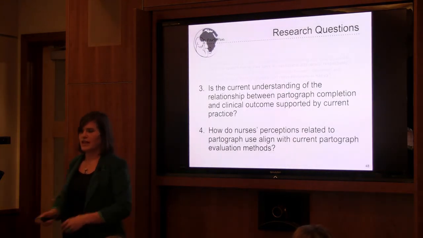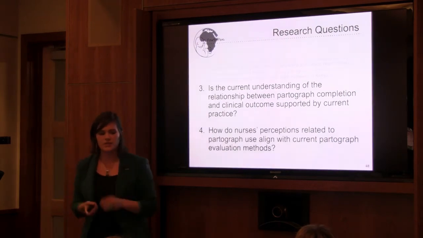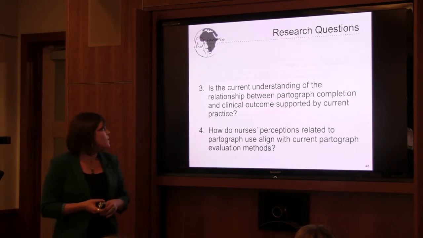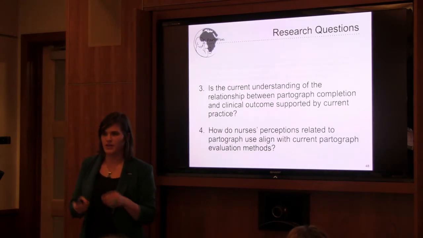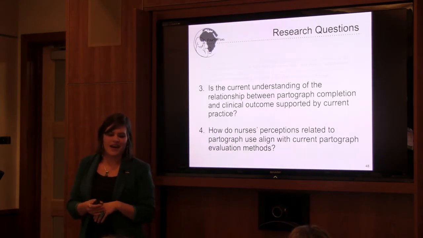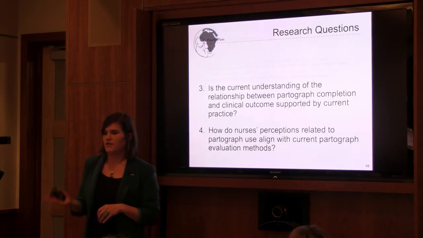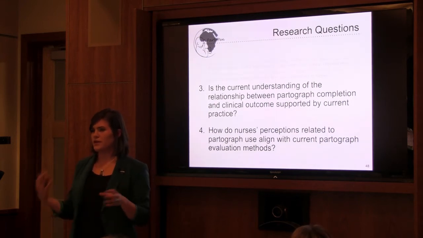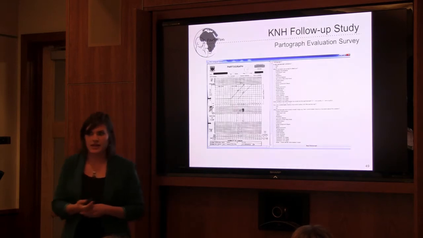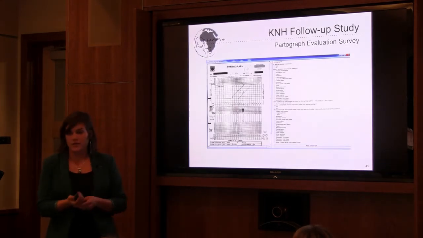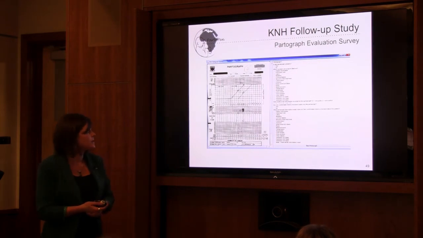Then the computer survey that I conducted was really targeted at these last research questions. Trying to get an understanding of the relationship between Partograph completion and clinical outcome, and also looking at nurses' perceptions of how Partograph completion relates to Partograph usefulness. This is a screenshot of the survey that I developed. This is, again, written in Java. It's just a desktop application.